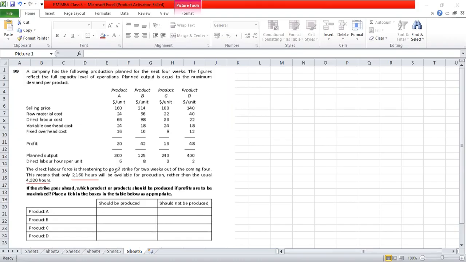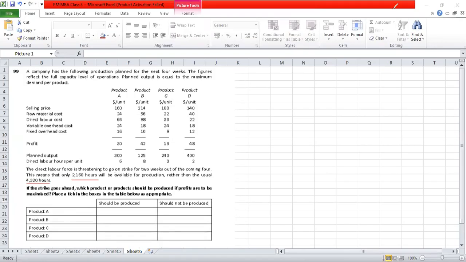Definitely there will be an impact. Earlier what labor hours were available are now not available. So here in this case we have to understand which one is more profitable. The question further says that if the strike goes ahead, which product or products should be produced if profits are to be maximized. Please place a tick in the boxes in the table below as appropriate.